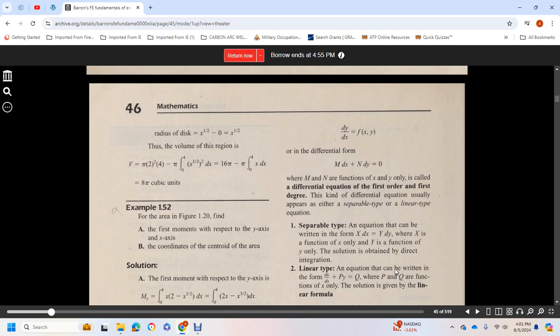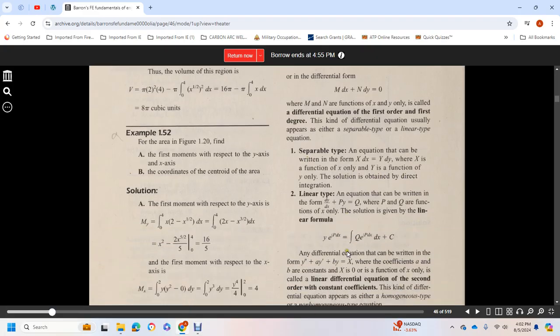Separable type is an equation that can be written in the form X dx is equal to Y dy, where X is a function of x only and Y is a function of y only. The solution is obtained by direct integration.